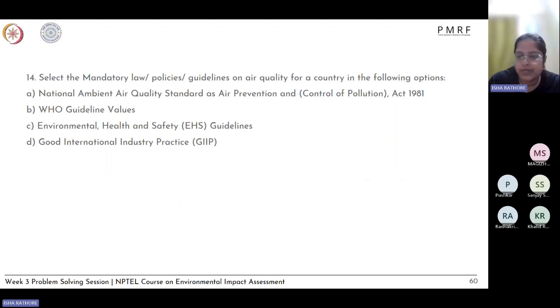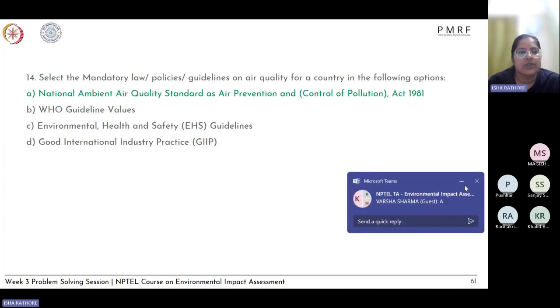Okay, so we have two A's. Okay, another A. Okay, so A is the correct answer. So, the National Ambient Air Quality Standard as per the Air Prevention and Control of Pollution Act of 1981 is the Indian mandatory air quality standard, whereas B, C, and D are all advisory air quality standards. So, A is the correct answer. So, the key term here was mandatory. Okay, so moving on to the next question.